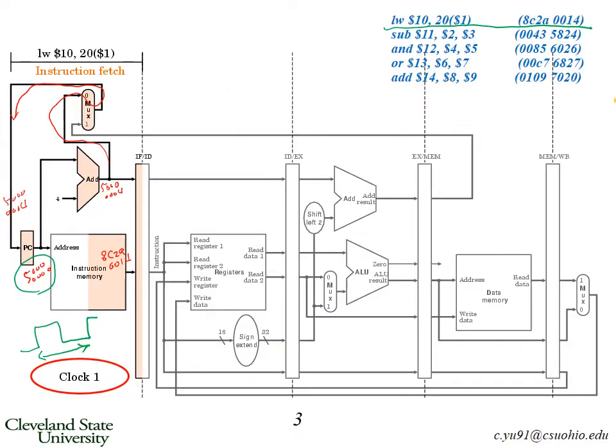So first of all, the load word instruction is getting into the pipeline architecture. So it is in the instruction fetch cycle. This is clock number 1. And of course, the program counter is 5,000, 1,000, and it is reading the instruction memory to get the instruction, which is AC290014. So that's the load word instruction 32-bit encoding.